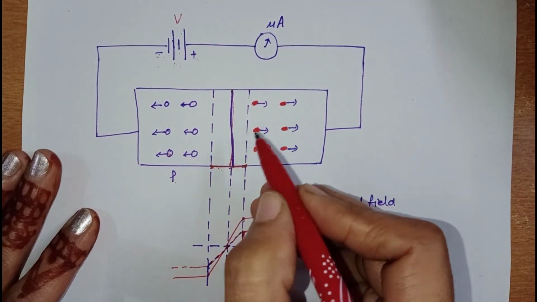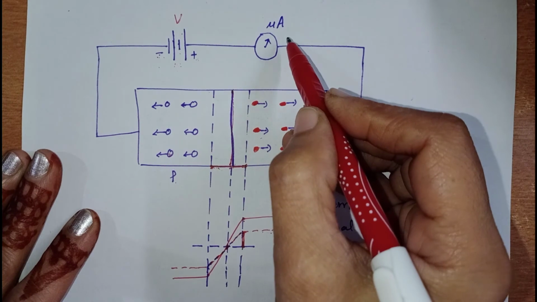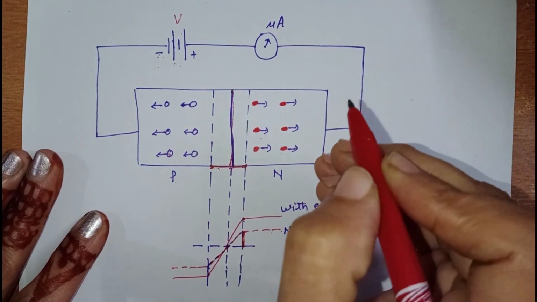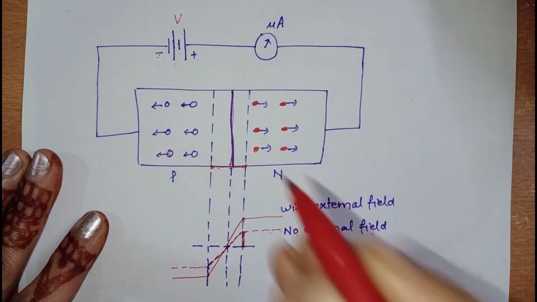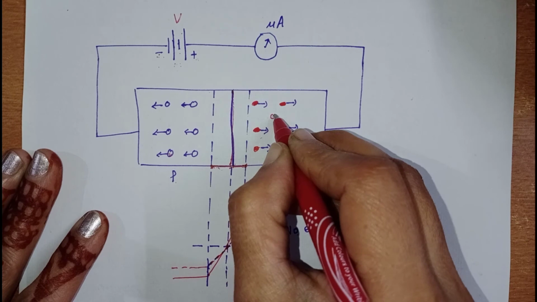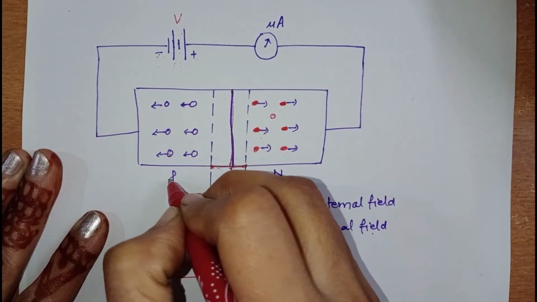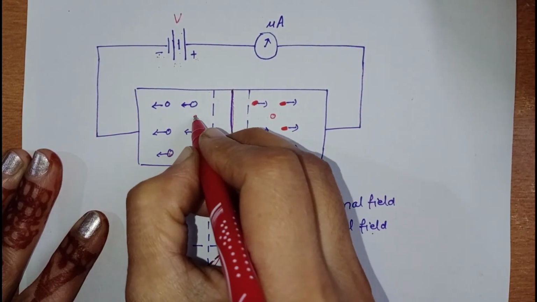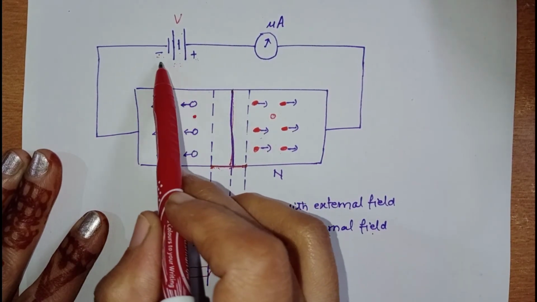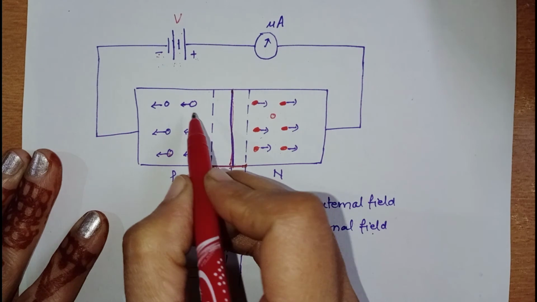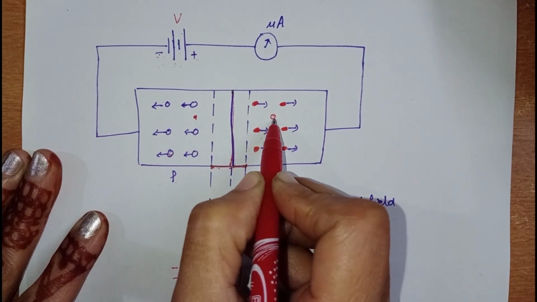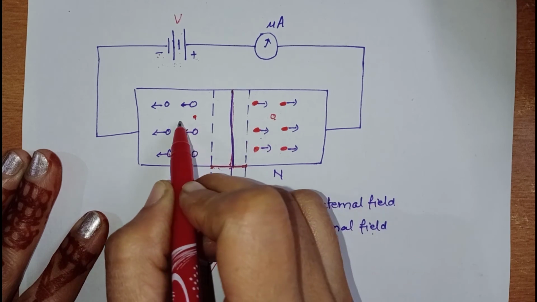Still, a very low current in microamperes flows in reverse biasing. This is only due to minority charge carriers. In the N region, a hole is a minority charge carrier, and in the P region, an electron is a minority charge carrier. So this reverse biasing is like forward biasing for this electron and for this hole. So they cross the junction.